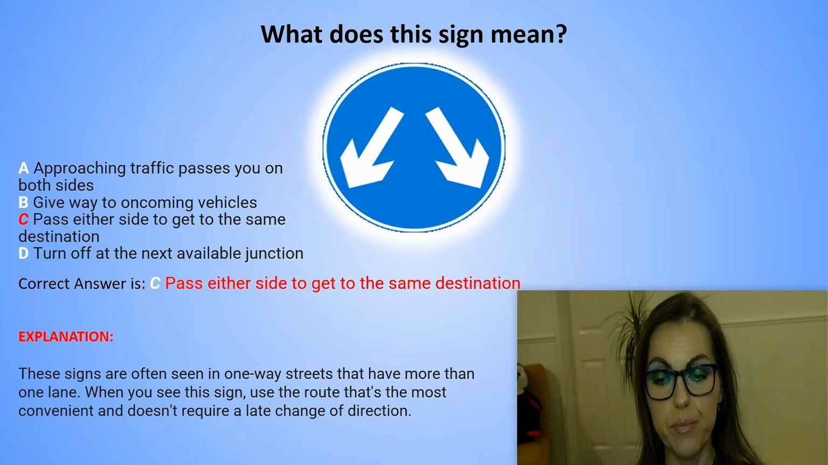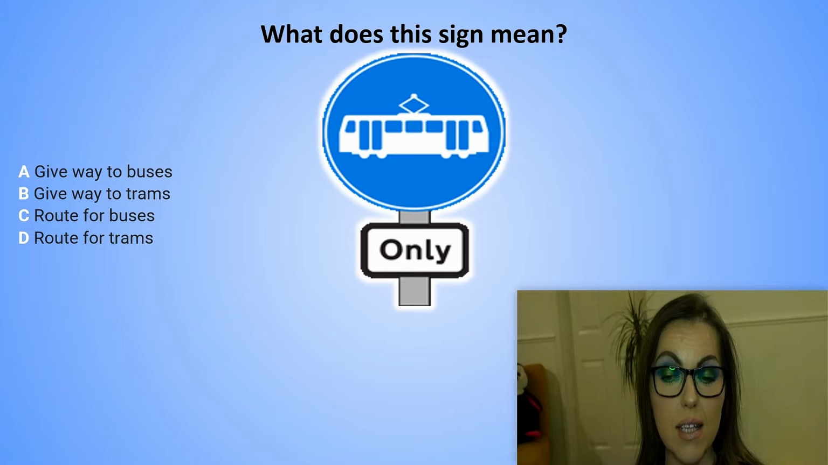Next question. What does this sign mean? A. Give way to buses. B. Give way to trams. C. Route for buses. Or D. Route for trams. And the countdown begins now.